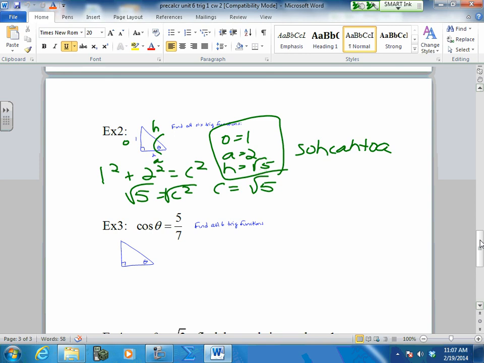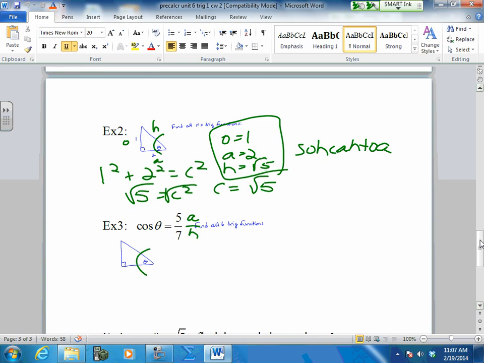Okay? What do I do to this guy? How am I going to label this triangle? In terms of SOHCAHTOA, I'm not on a circle, so I'm going to use SOHCAHTOA. What is cosine equivalent to? Adjacent over hypotenuse. This is my reference angle.